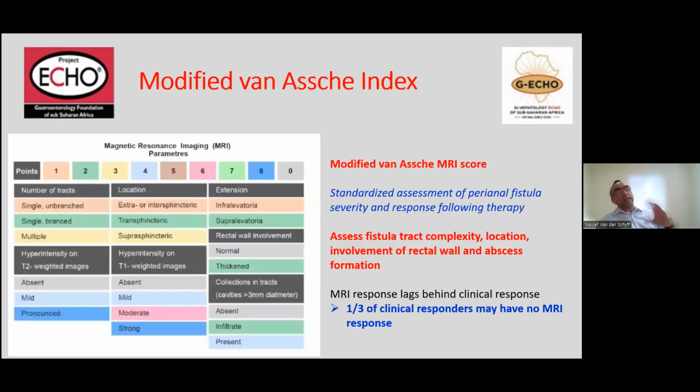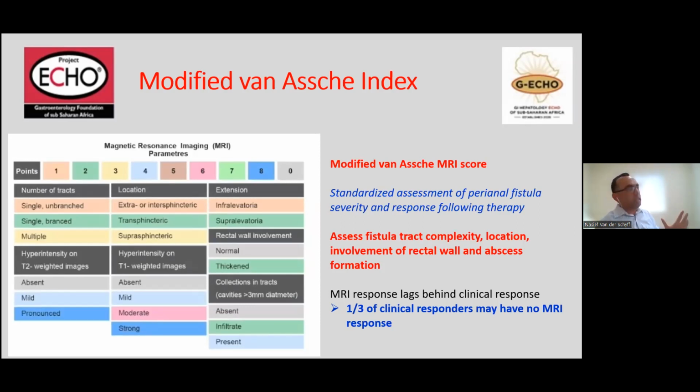So in terms of standardizing how radiologists interpret MRI scans, they have come up with what is called the modified Van Assche index. And the modified Van Assche MRI score is a standardized assessment of peri-anal fistulas to identify the severity and the response to treatment. And they look at various aspects of the peri-anal canal, assessing the fistula tract, its complexity, the fistula location, involvement of the rectal wall and abscess.